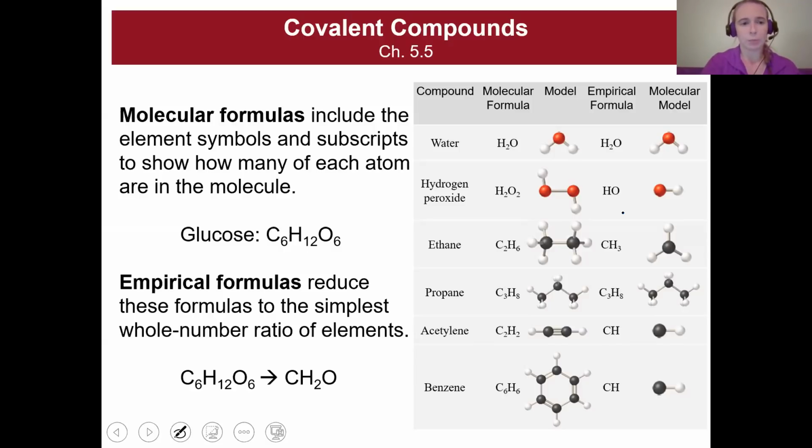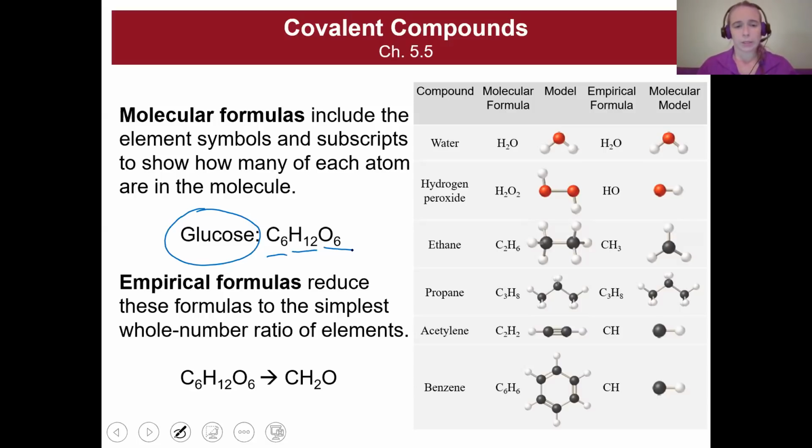molecule. For example, glucose, which is a type of sugar, has 6 carbon atoms, so it's C6, H12, so 12 hydrogen atoms, and 6 oxygen atoms, O6. So C6H12O6 is the molecular formula for glucose. And it has those ratios of carbon, hydrogen, and oxygen every time for every molecule of glucose. It's always the same.